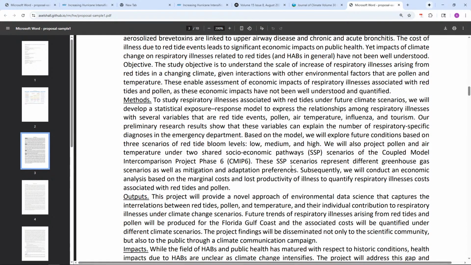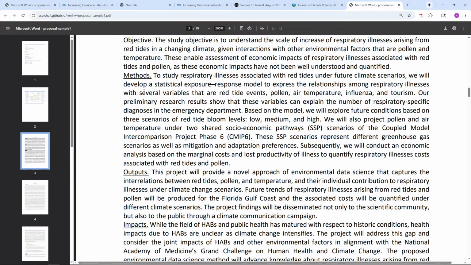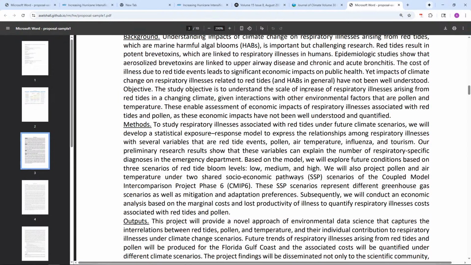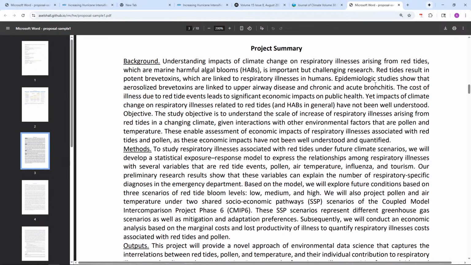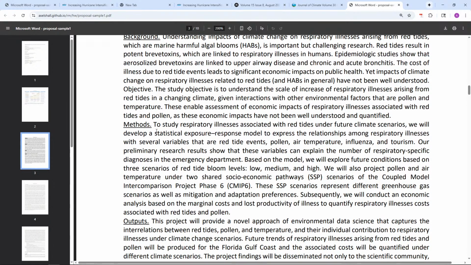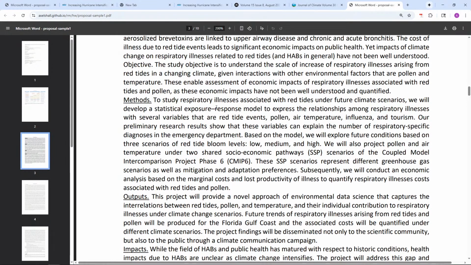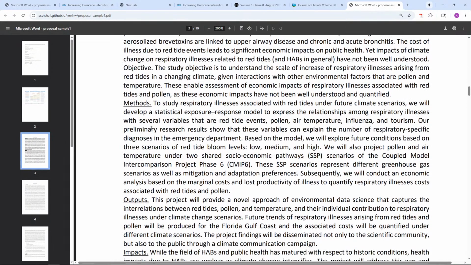And then after the project summary, what do I put? The method, so how am I planning to study the problems that I identified here. So here basically, to study respiratory illness associated with red tide under different climate scenarios, we will develop this model. And then here I provide the details of this model. Okay. So now this is the background. Here I put the method.